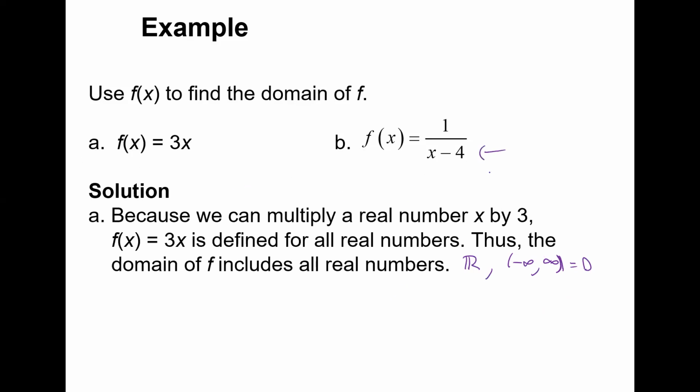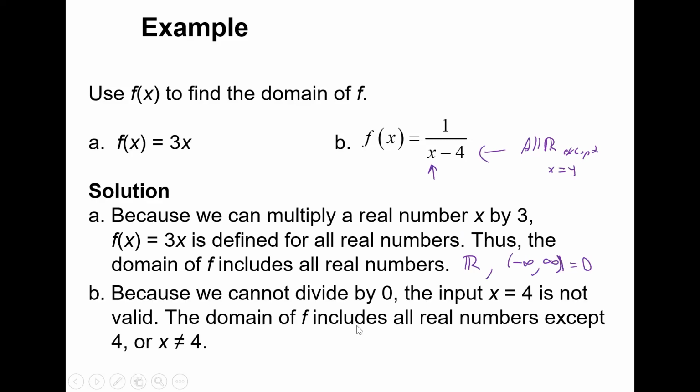Now in this one, is there going to be any restrictions? Well, there will be, because here, if we plug in x is equal to 4, we're going to get 0 in the denominator. And 0 in the denominator doesn't work. And so here it's going to be all real numbers except x equals 4. Okay, so that's going to be a key.